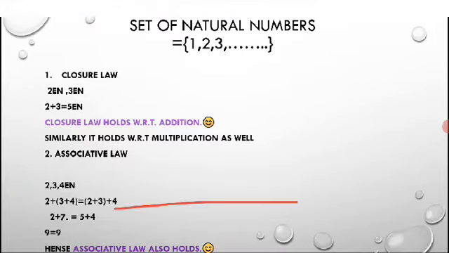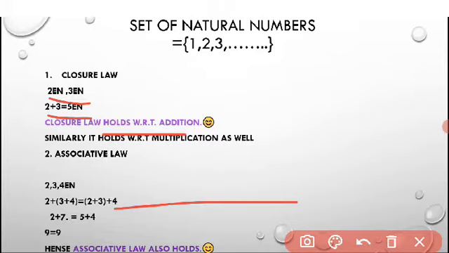We check that by addition, 2 plus 3 is equal to 5, and 5 belongs to natural numbers. Here 2 belongs to natural numbers, 3 belongs to natural numbers, 2 plus 3 is equal to 5, and 5 belongs to natural numbers. This proves that the closure law holds with respect to addition. This means that the set of natural numbers is closed with respect to addition. The closure law with respect to multiplication also holds in natural numbers.